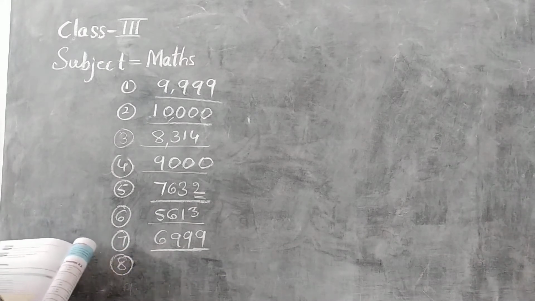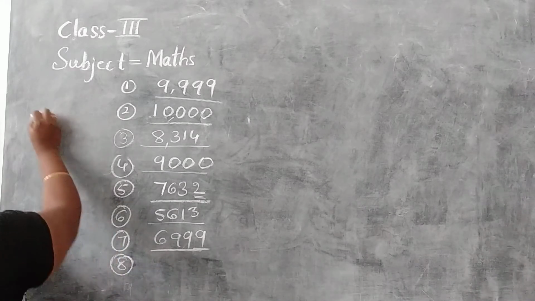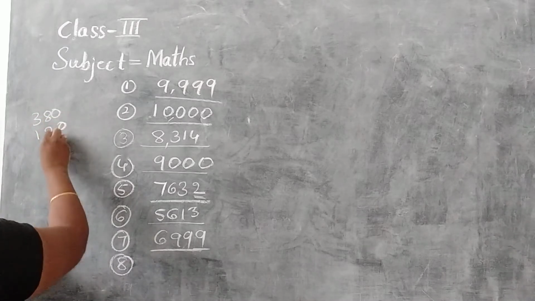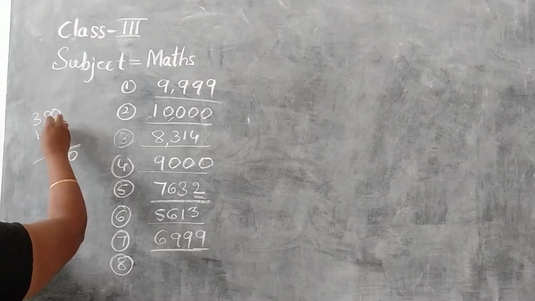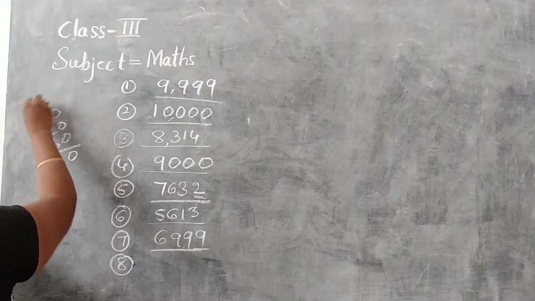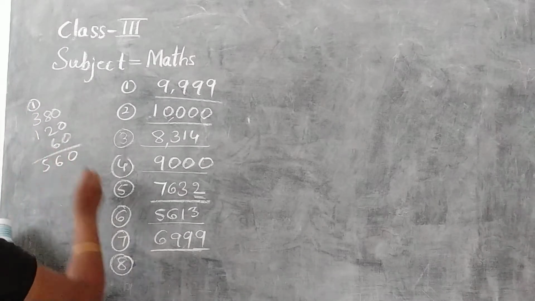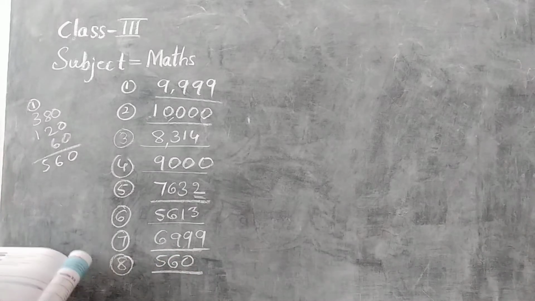Next, the 8th one. The sum of 380 plus 120 plus 60 is equal to, you should add all the numbers, 380 plus 120 plus 60. So 0, 8 plus 2, 10, 10 plus 2, 12. Carry 1, 3 plus 1, 4, 4 plus 1, 5. The answer is 560.